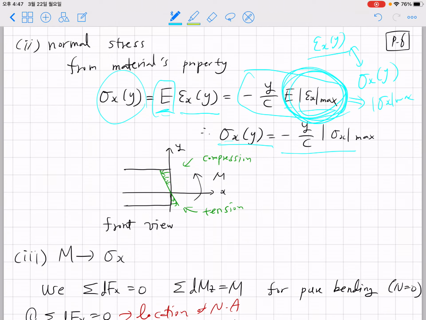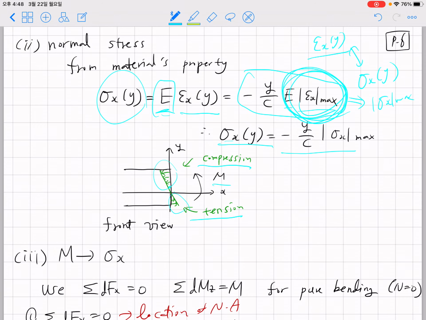Okay, so when we have this positive sign moment M, you can see that above this neutral axis we have compression, below this we have tension, and the distribution, if we draw the diagram, looks like this. The size of the arrow indicates the magnitude of stress at a specific position. We have negative sign here, we have positive sign here. And this is the visualization of normal stress.